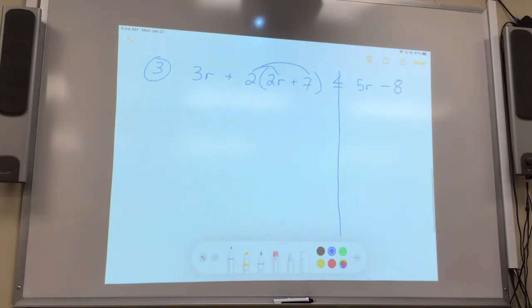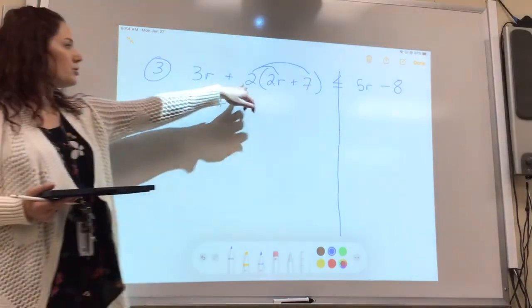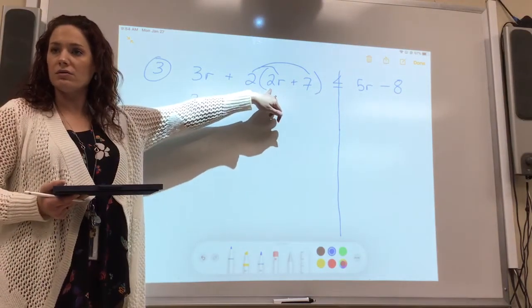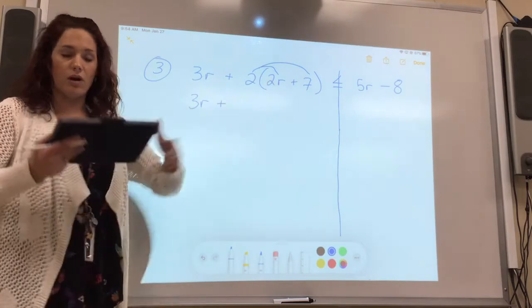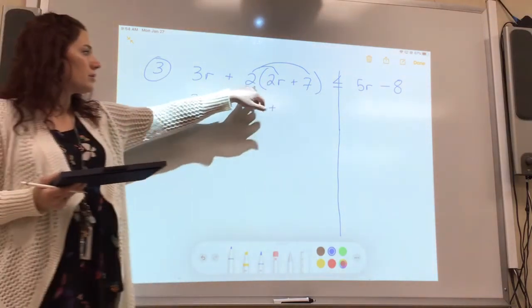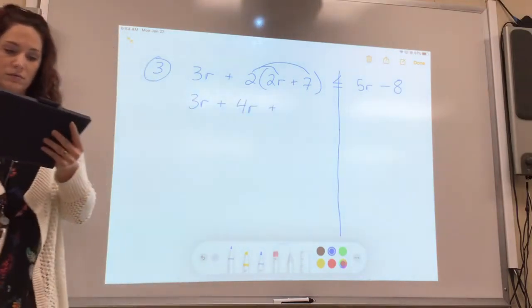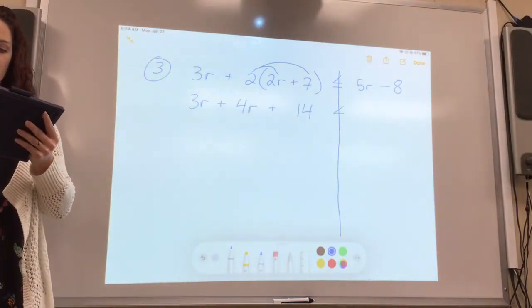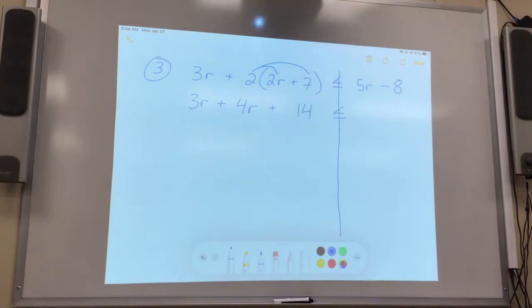So let's distribute the 2. I have a 3r in the front. And then we're gonna do 2 times 2r, 4r, plus 2 times 7, 14. Okay, so there's the left side. It looks better already, just getting rid of those parentheses. On the right side, I don't have any parentheses or anything, so I just leave 5r minus 8.